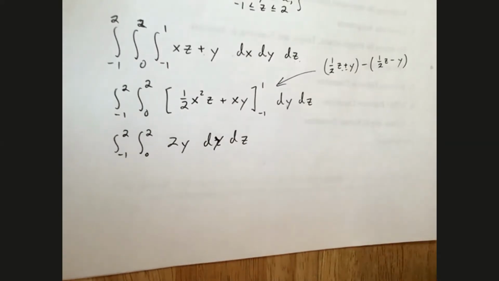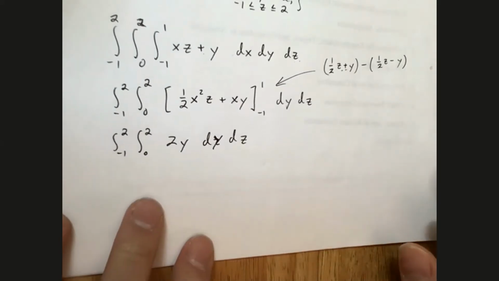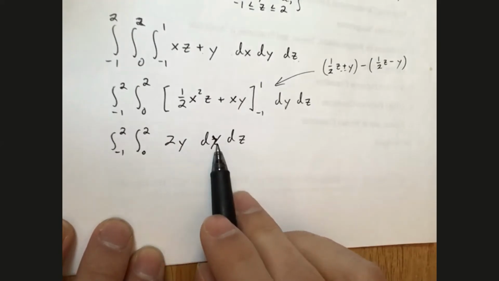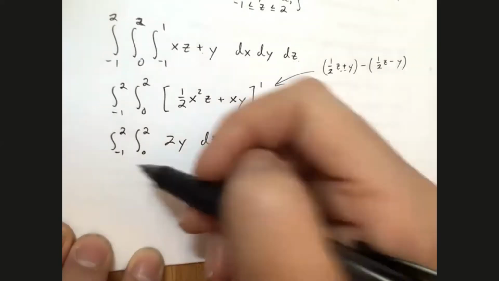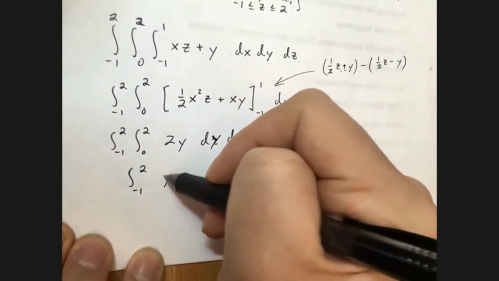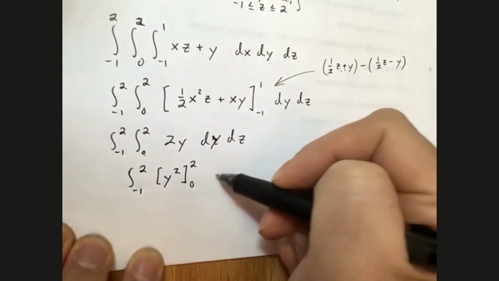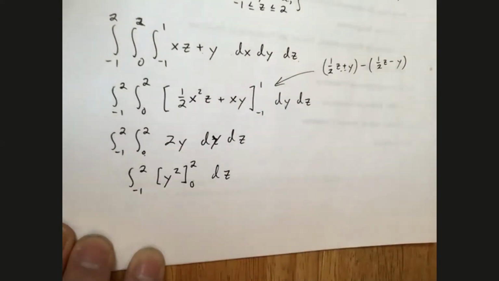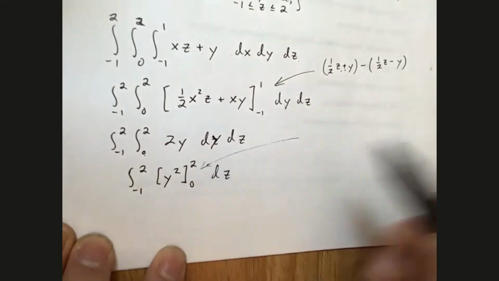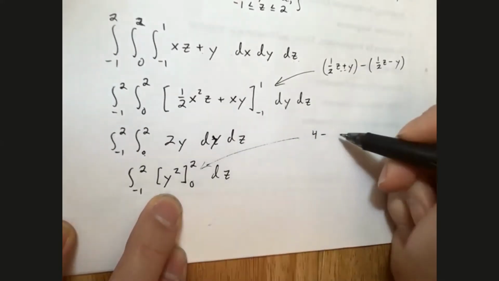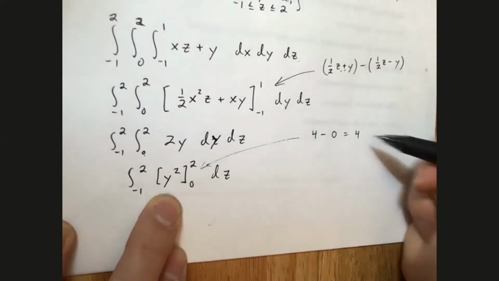Are there any questions so far? Go ahead and chat or use your mic to let me know. Okay, so the next step, we're going to antidifferentiate 2y with respect to y. Well, the antiderivative of 2y is y squared. So I'm going to evaluate y squared from 0 to 2, and then integrate that with respect to z. Well, let's do that on the side over here too. Y squared evaluated at 2 is 4. Evaluated at 0 is 0. So that's just 4.